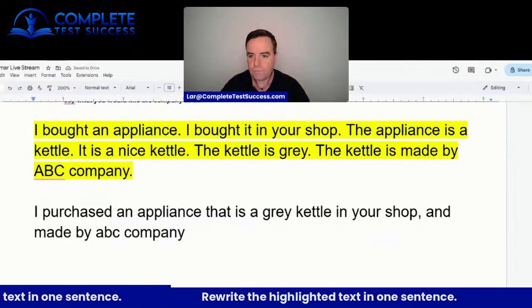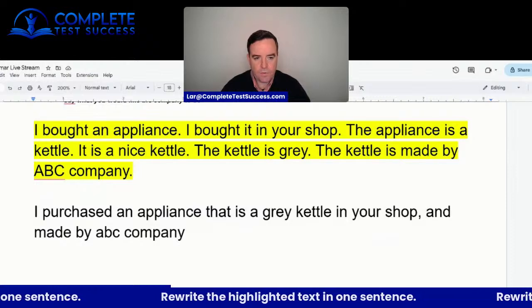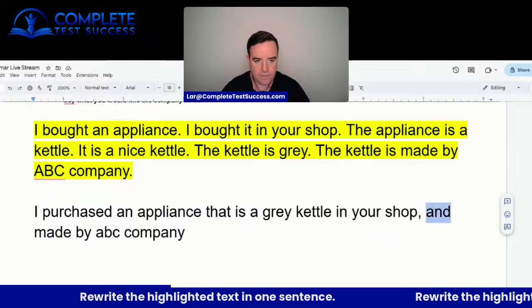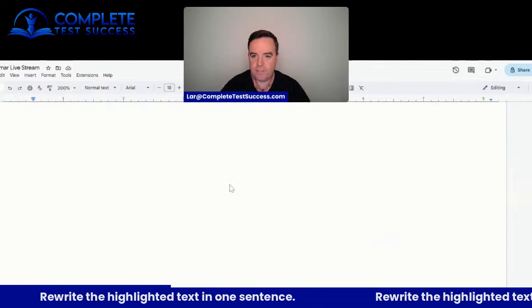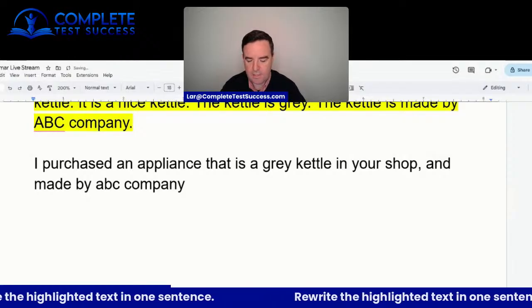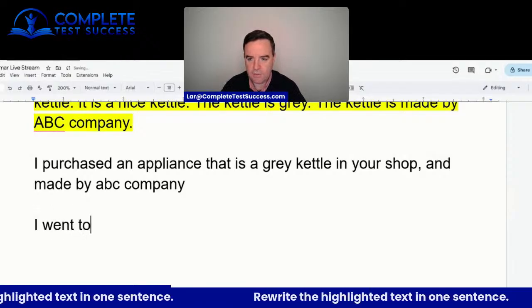Now, when we have the word and, there are two situations. So let me write a more simple sentence just to explain it to you. Let's say I went to the shop.